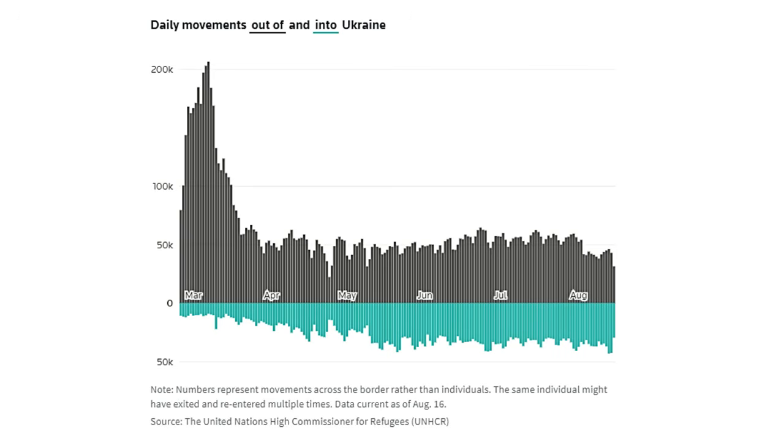Now, the chart underneath shows the number of people who are re-entering Ukraine. So not everybody who's left has left permanently. Some people are leaving and coming back, whether it's to go and collect some provisions or to do other things. So you can see that there has been an element of people coming back to Ukraine, but significantly less than the number of people leaving. So you can see that in March, millions of people left the country and around 10,000 people per day were coming back.